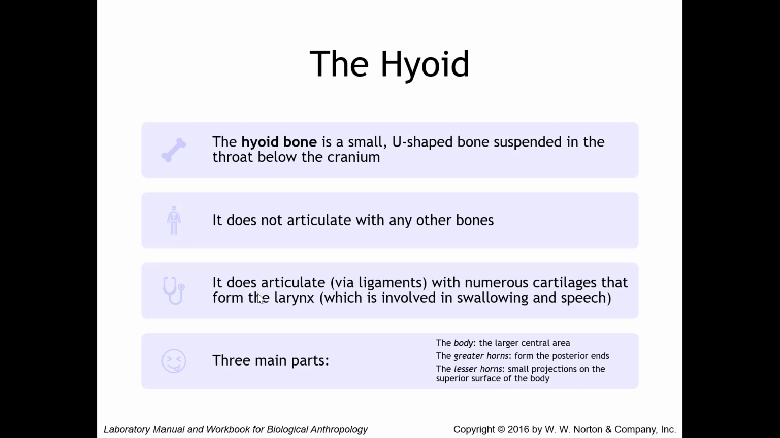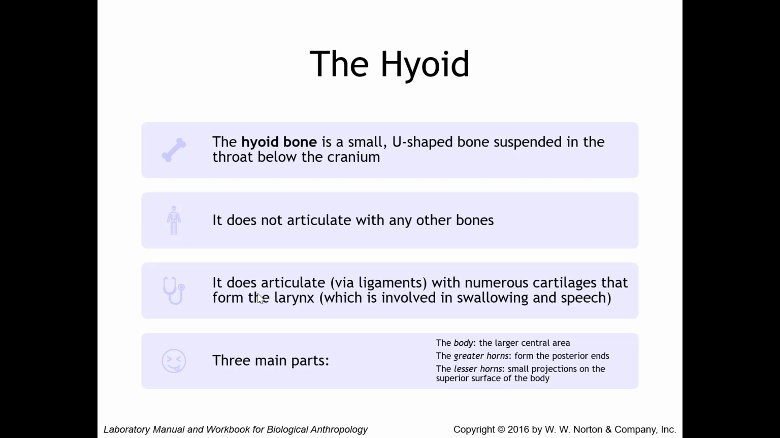It does not articulate with any other bones, right? So that's what makes the hyoid bone very different from other bones. It does not articulate with any other bones. It does articulate through ligaments with numerous cartilages that form the larynx. And this is involved in the swallowing and speech.